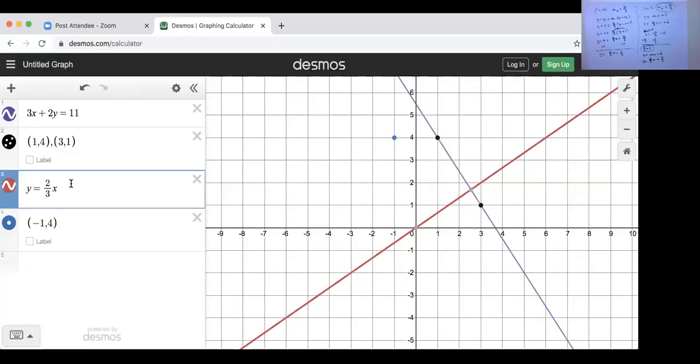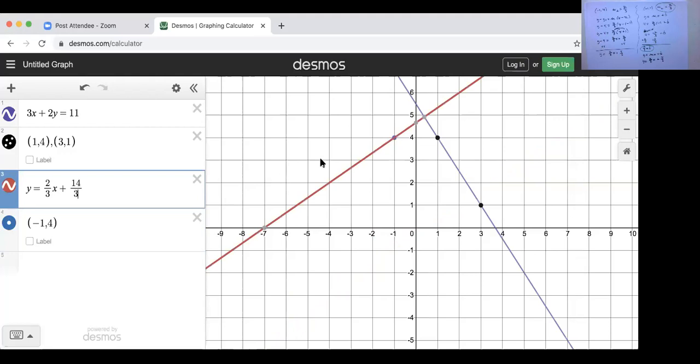Remember, our first attempt at a line with slope of 2/3 was y equals 2/3 x. I need to add 14/3, and the hope is that if I add 14/3, it's going to go through that point. Does it? It sure does. So this point here, (-1, 4), I put a label on it as well. So there's all the points we're working with here. The red line is perpendicular to the purple line, and it goes through the point (-1, 4). Our equation in slope-intercept form is y equals 2/3 x plus 14/3.